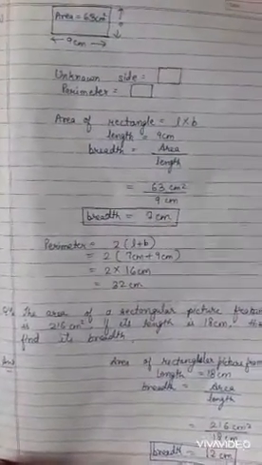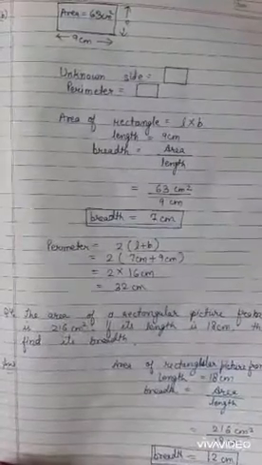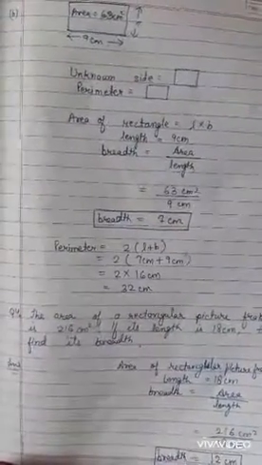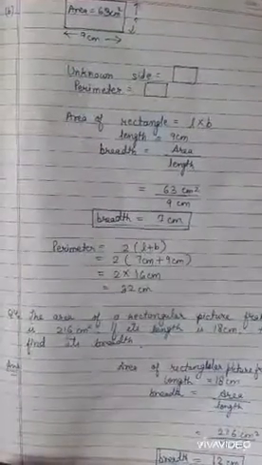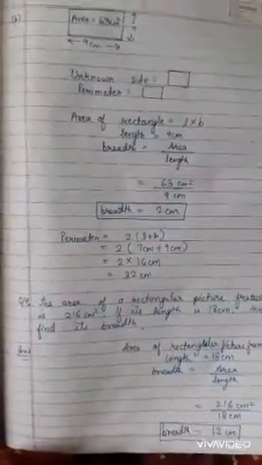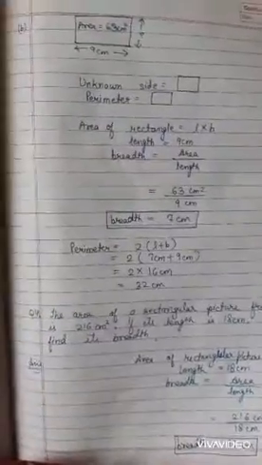Means if length is given, area is given, then how we will find the breadth? Area divided by length. We will divide area by length to find the breadth of the rectangle.